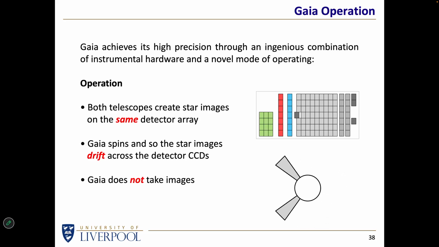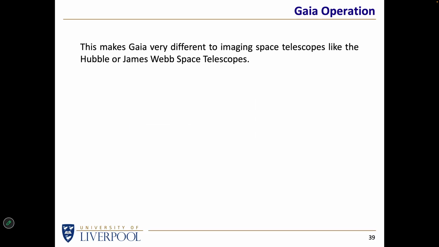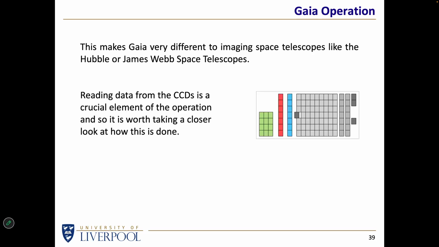Gaia does not take images. Despite what you might have seen, Gaia does not take images. It measures where the stars are. And that makes Gaia very different to the sort of telescopes we're used to, where you have Hubble or James Webb, which points at a patch of sky and takes a picture of what is there, and then you see a nice image showing you stuff, whether it be stars or nebulae or galaxies. The way data comes off the chip is different between the way Gaia operates and the way every other space telescope operates. So it's worth taking a close look at exactly what's going on there.